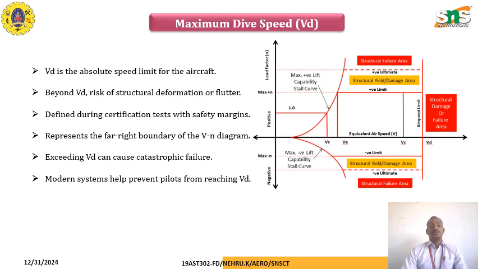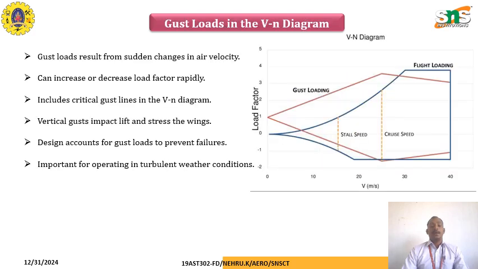The warning system helps to prevent the pilot from reaching the maximum dive speed. The gust load in the VN diagram results from sudden changes in air velocity, which can increase or decrease the load factor rapidly during maneuvering. It includes the critical gust line in the VN diagram. The vertical gust impacts lift and stress in both the wing and the fuselage of the aircraft, and the design accounts for gust load to prevent failures and avoid damage. This is important for operation in turbulent weather conditions.